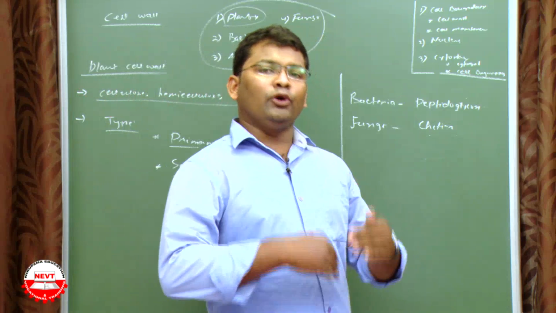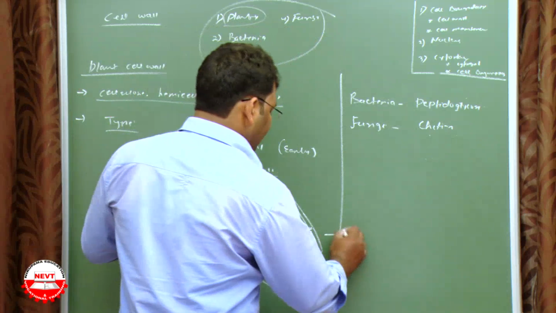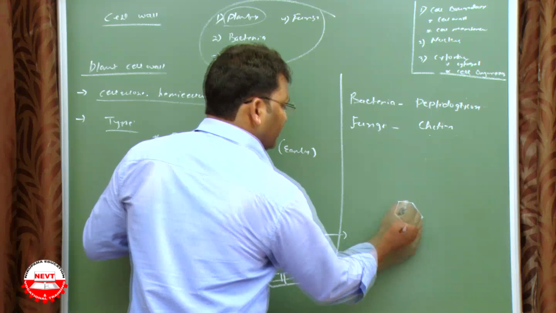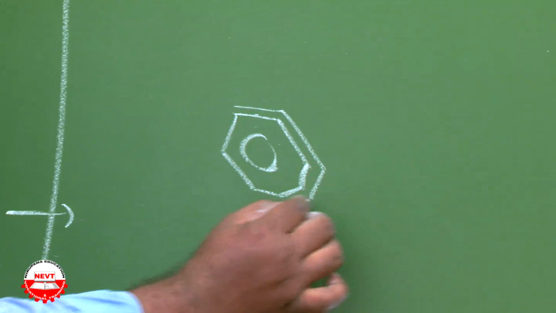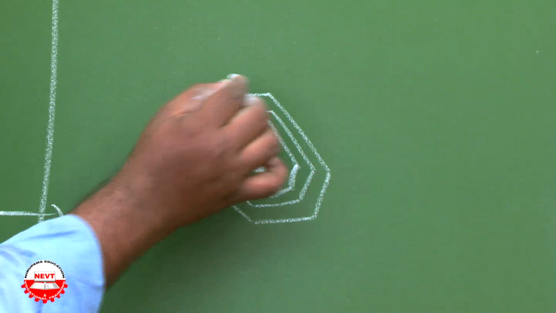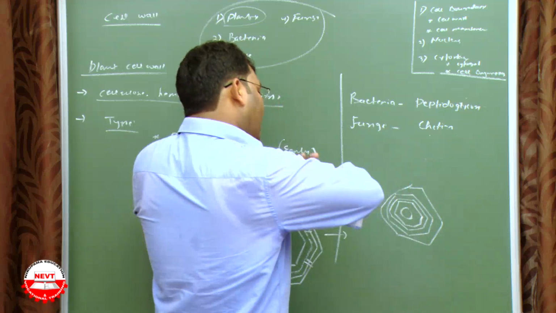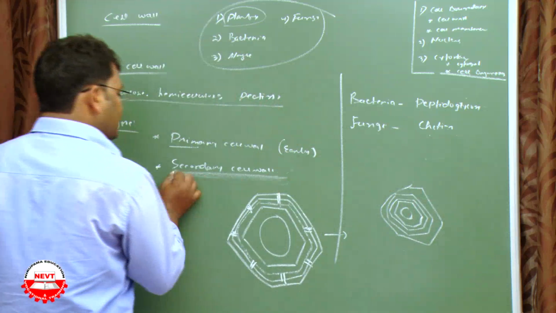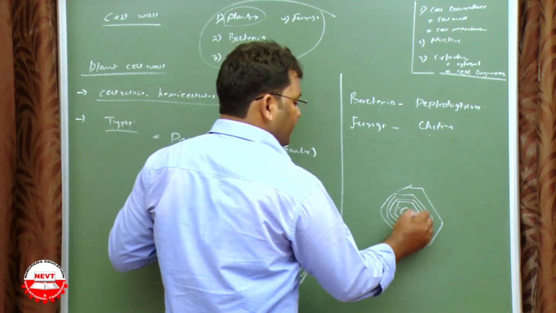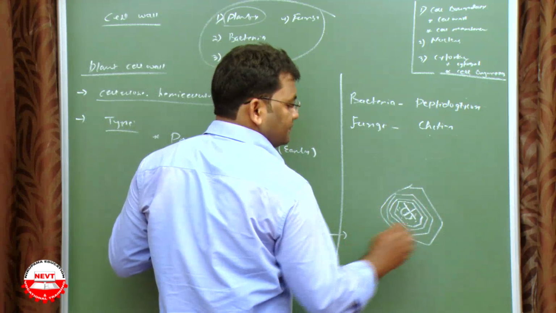When the cell becomes older, a new cell wall layer is added. In the beginning, you see here, it has only one cell wall. When it becomes older, another cell wall is added. When it becomes more and more older, another cell wall is added. When it completes three layers of secondary cell wall, the cytoplasmic part wastes out. So now the cell will die.